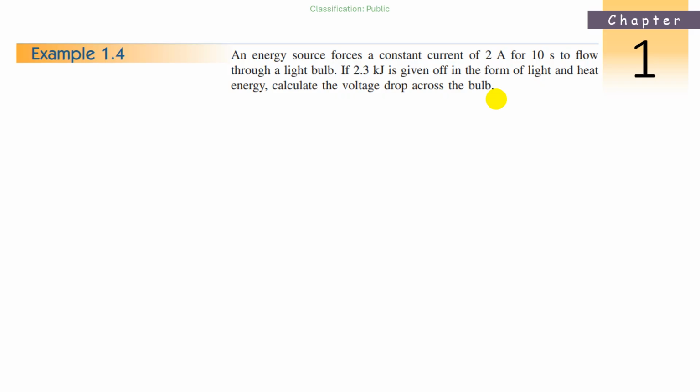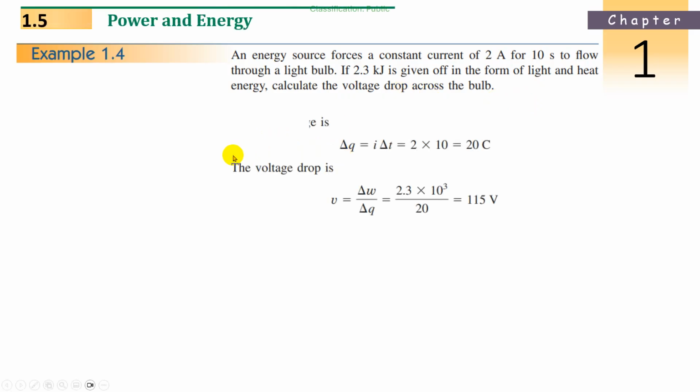Because of that potential we can get 2 amperes current and 2.3 kilojoules of energy. So what is that potential voltage? What is the voltage we need? So how can we know? See here.